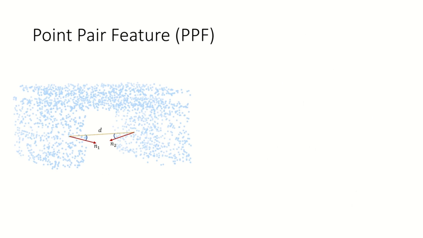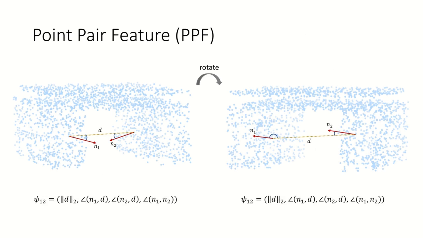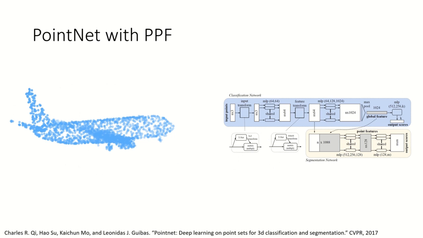You can easily see that after we rotate or translate the point cloud, these 4 values don't change, so PPF is invariant to rigid transformation.